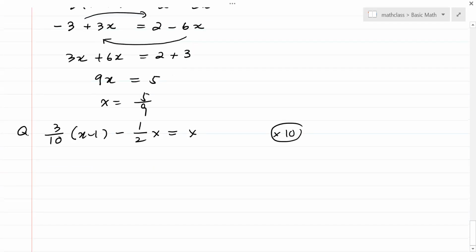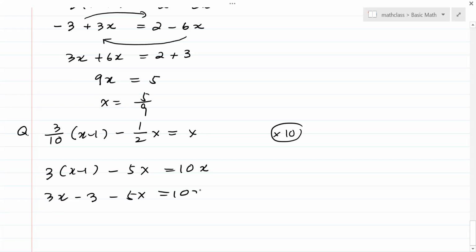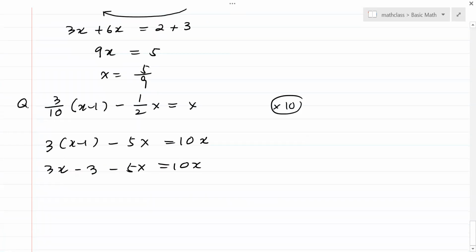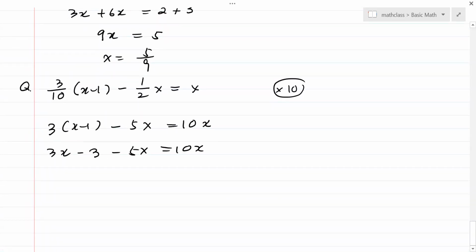Okay, so for 3, here's x minus 1, and the 10 multiplied by 1/2, 10/2, you can do the computation, right? The next step is to simplify, to get rid of the parentheses, like 3x minus 3, right? And here's minus 5 and x. Okay. So simplify both sides first before you move the terms around.